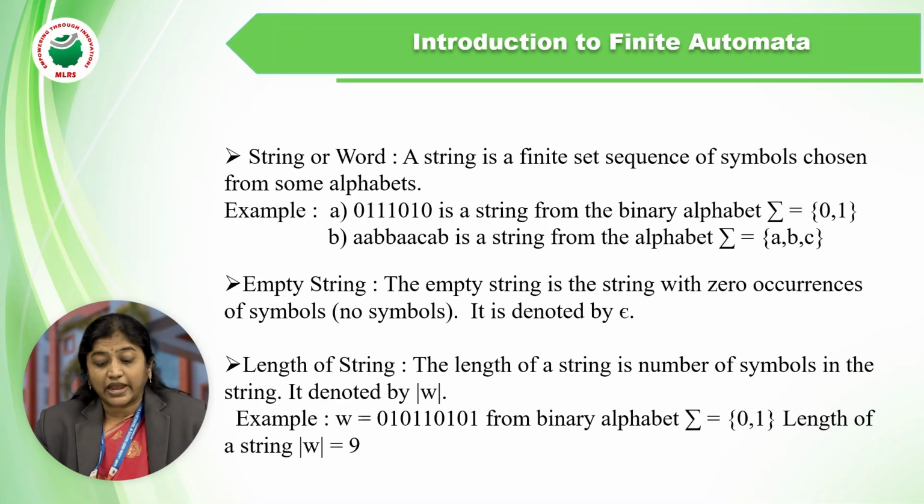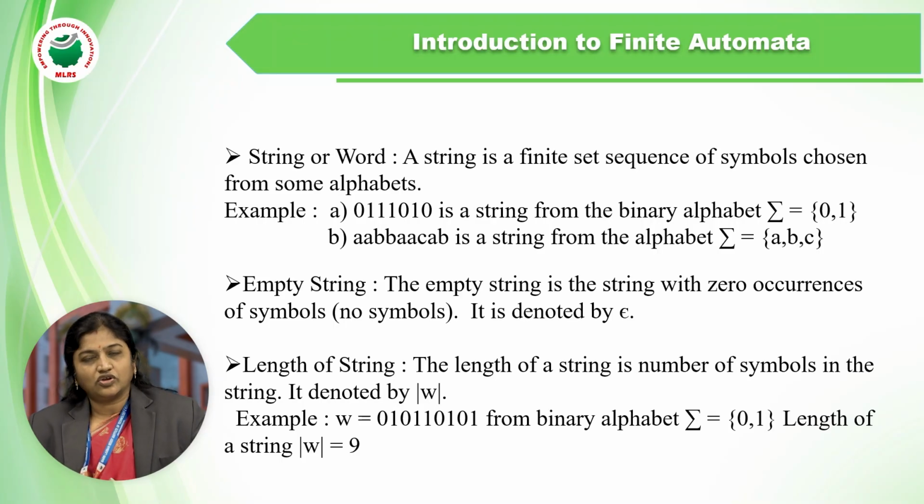Okay, so next, empty string. Empty string is nothing but what? It does not contain any symbols. So here the empty string is a string with zero occurrences of symbols. It is denoted by epsilon.